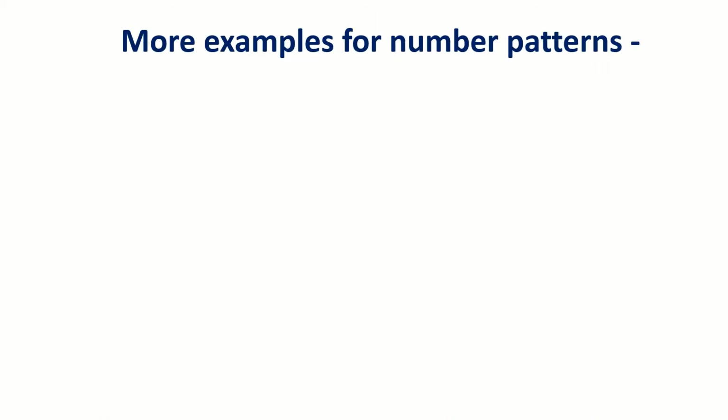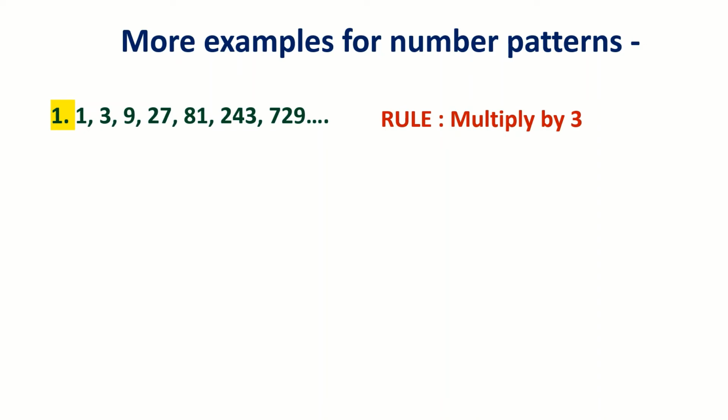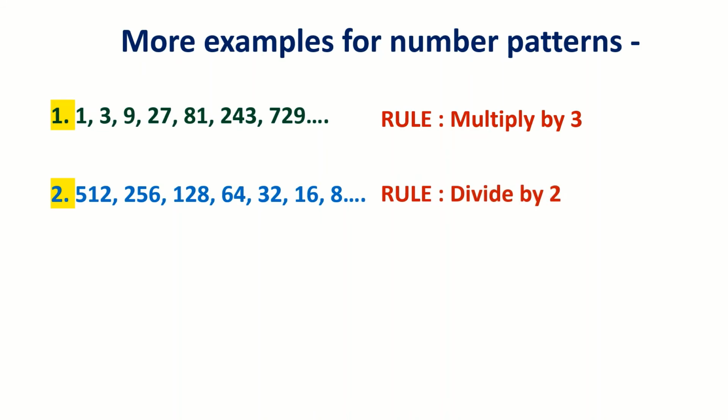More examples for number patterns. First is 1, 3, 9, 27, 81, 243, 729. So here what is the rule? Rule is multiply by 3. Then you get the next number. Second is 512, 256, 128, 64, 32, 16 and 8. So what will be the next number? So you can follow the pattern. The rule is divide by 2. If you keep dividing by 2, you will get the next number.